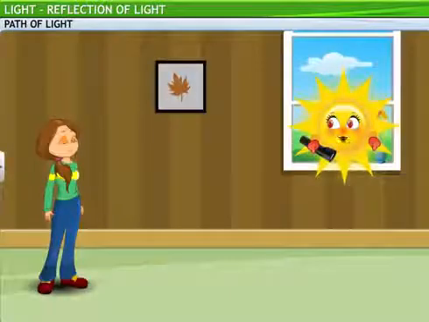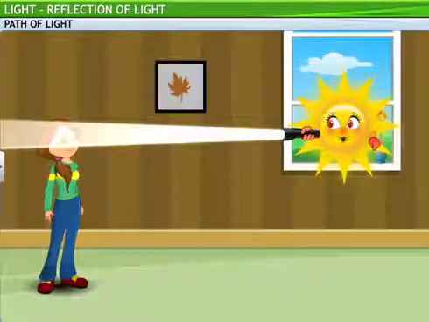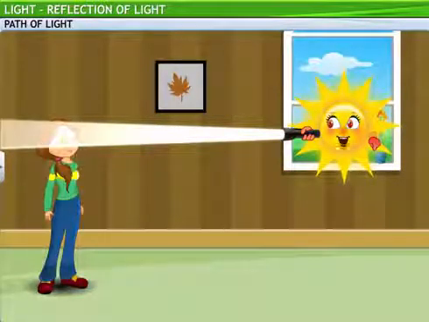Here, I'll switch on a torch. See? The light goes in a straight path to incident on the wall. It does not bend anywhere.